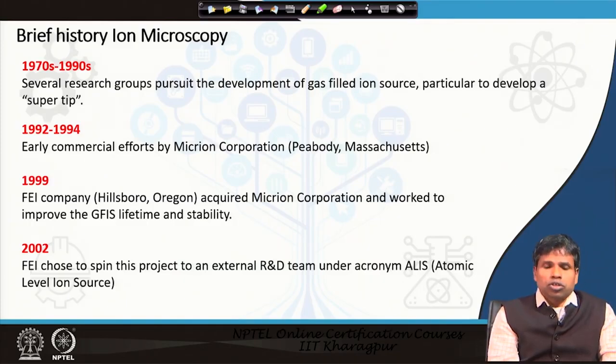In that regard, there was a group at the Max Planck Institute also. They have also been working on this super tip. During that time, there was a company, Micrion Corporation. They were involved in gallium liquid metal ion source for use in semiconductor and storage industries. So, they got interested because they thought that this type of ion source would be very useful for their company and for their product. And so, the first commercial interest was shown by Micrion Corporation to develop the tip for ion microscopy.